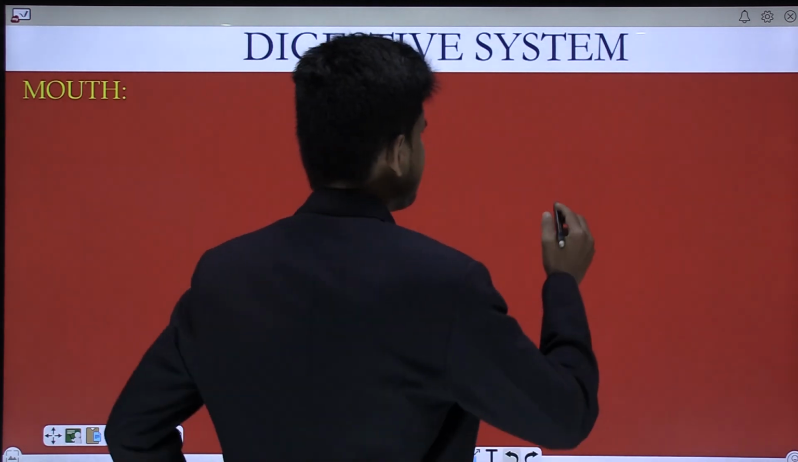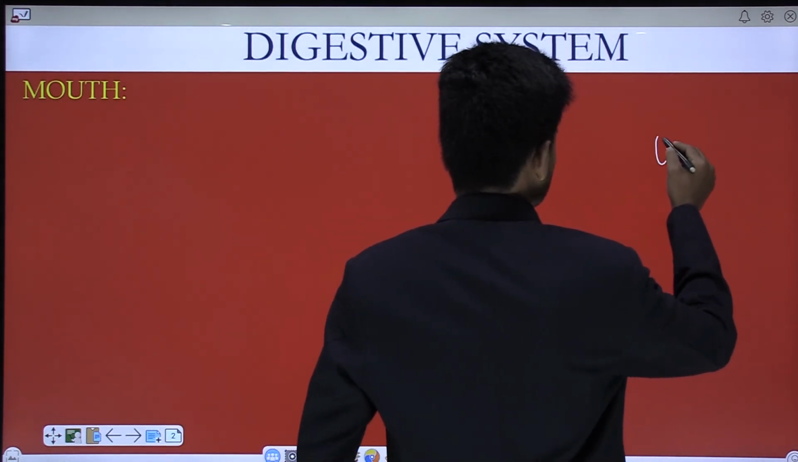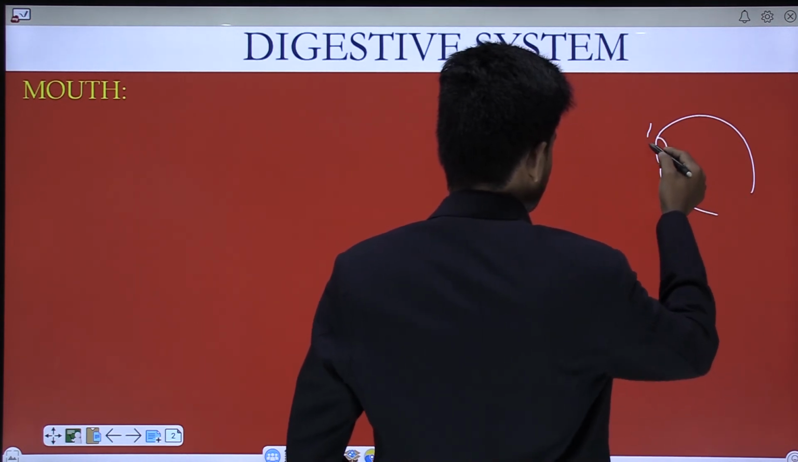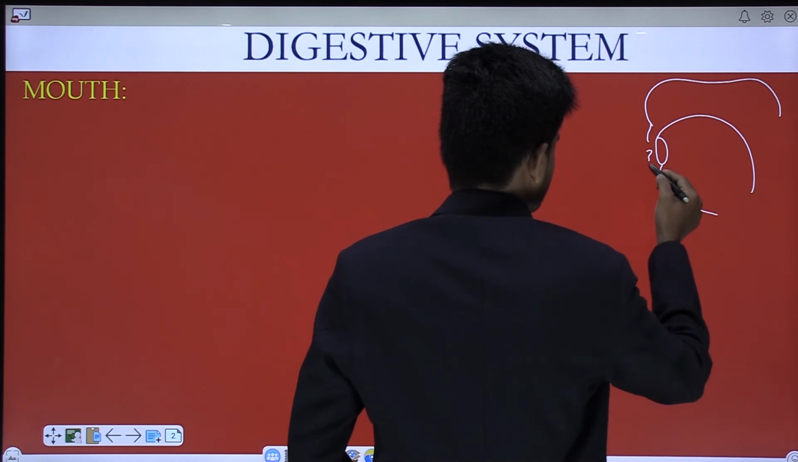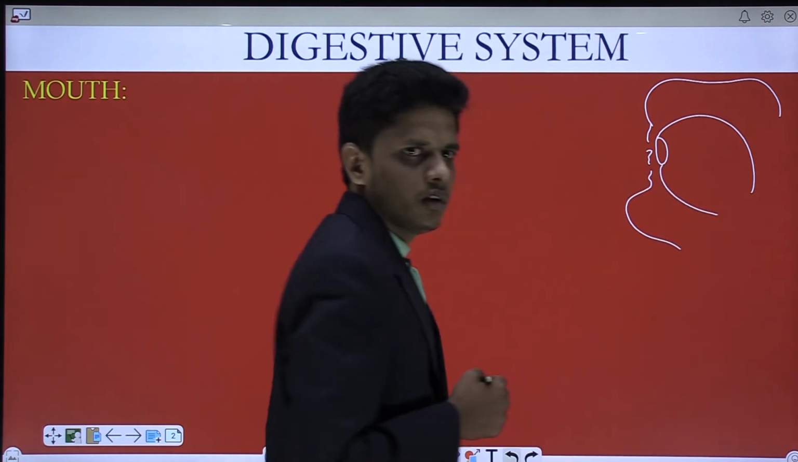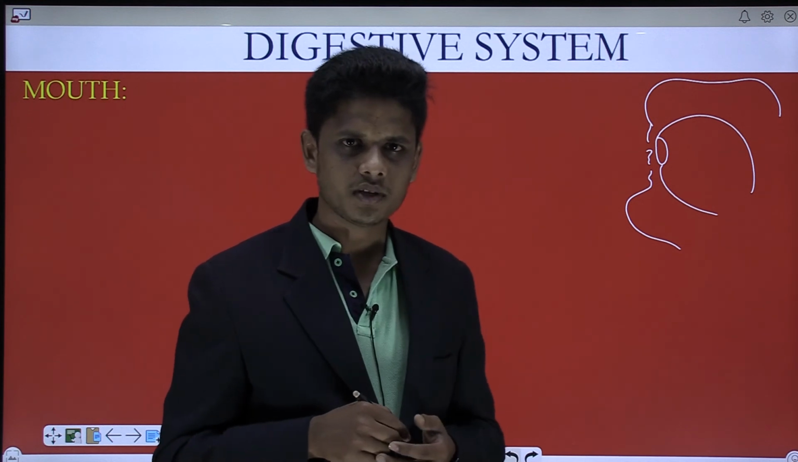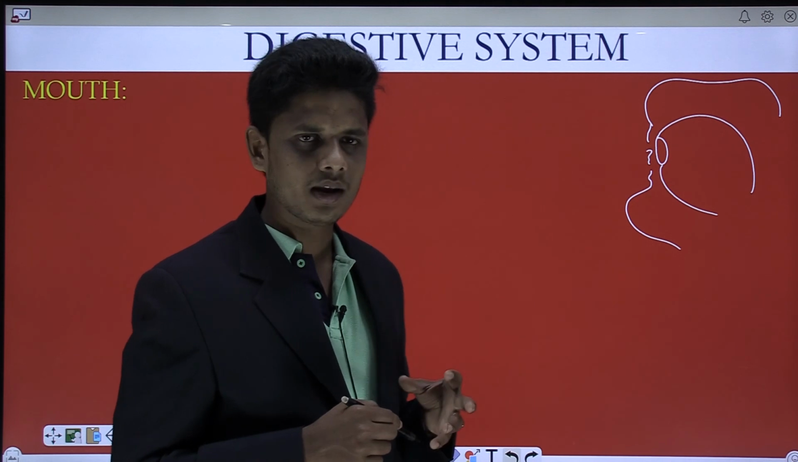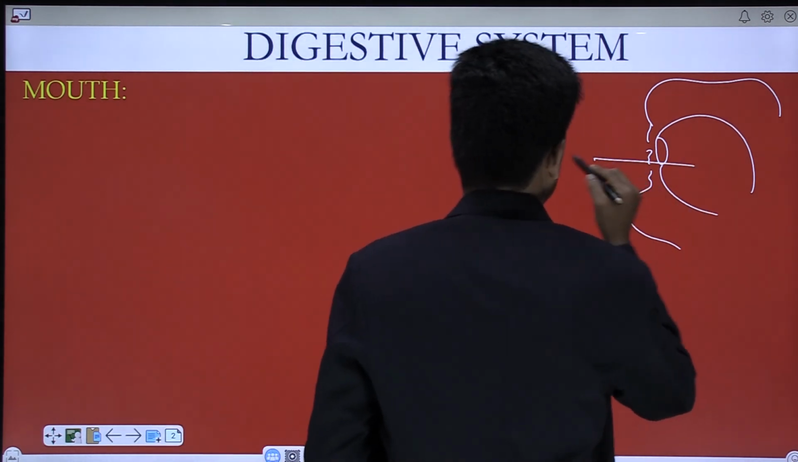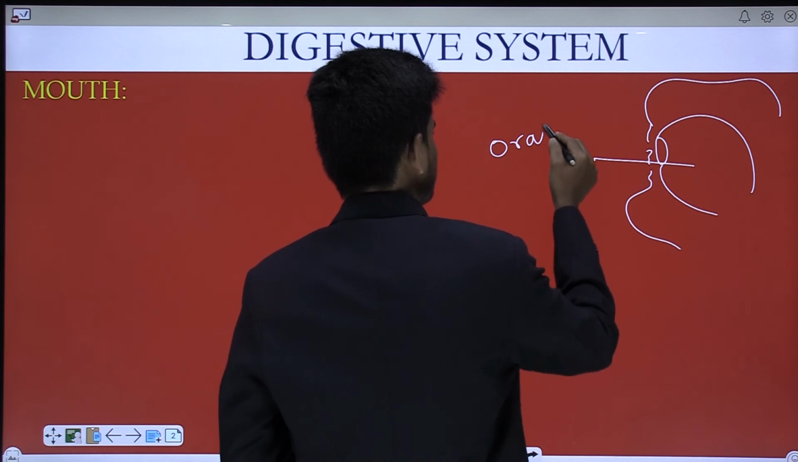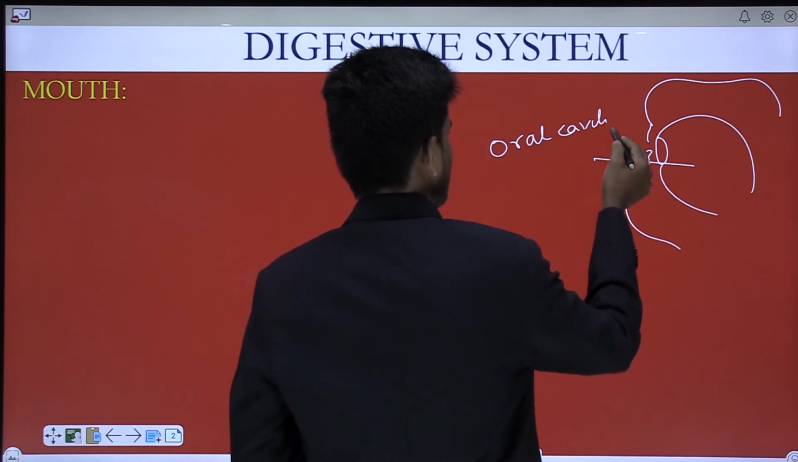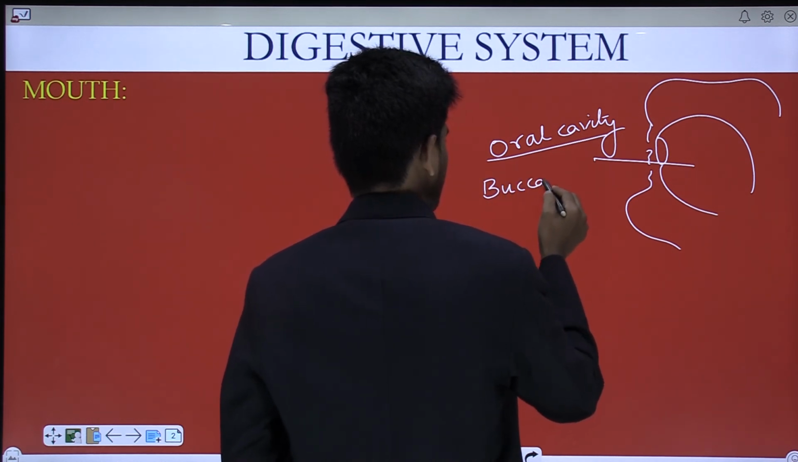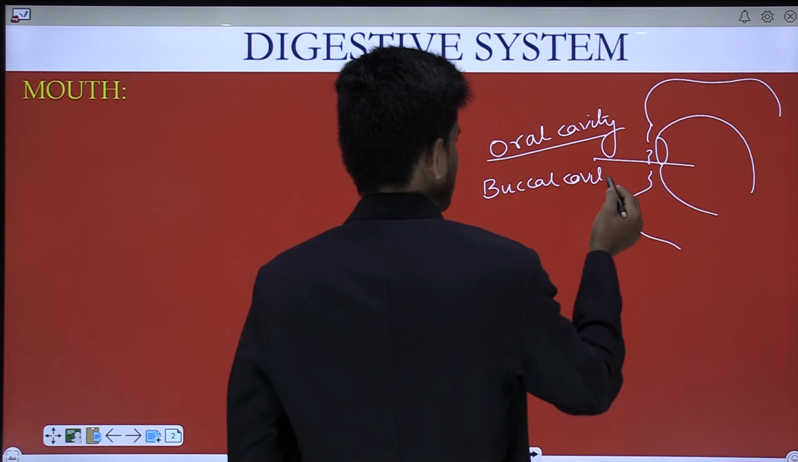In human beings, you can observe this structure of the mouth. Assume that this is the nose and this is the mouth of a person. The cavity inside the mouth is called the oral cavity or the buccal cavity. So the cavity present inside the mouth is called the oral cavity or buccal cavity.